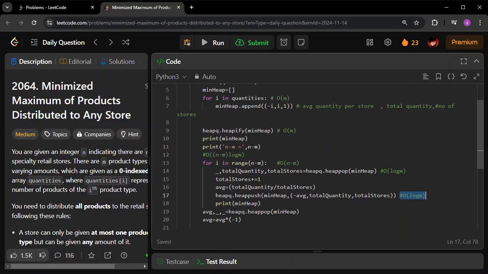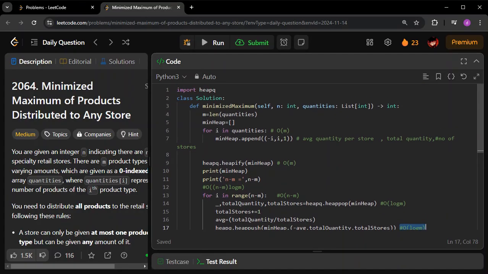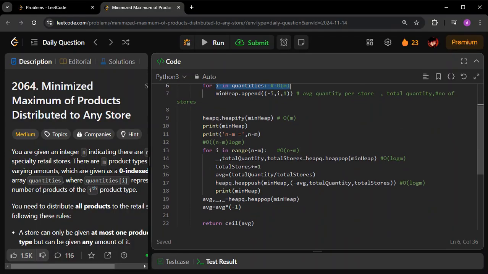So now these are the time complexities. This particular thing will take O of m time. Let's understand the whole for loop. This for loop will run for n minus m times, right? And here we are doing two function calls, each of which is going to take log m time. So the overall complexity of this whole for loop is O of n minus m into log m.